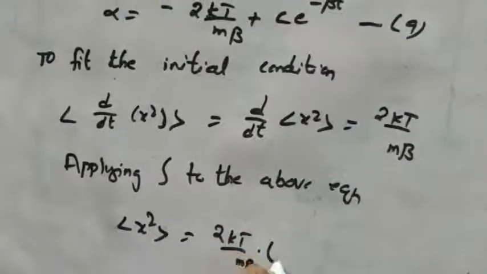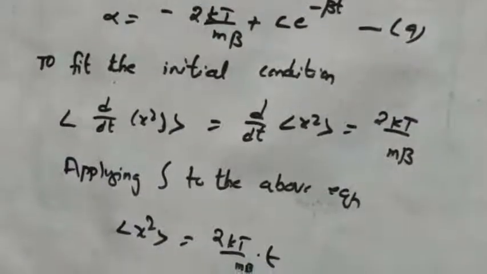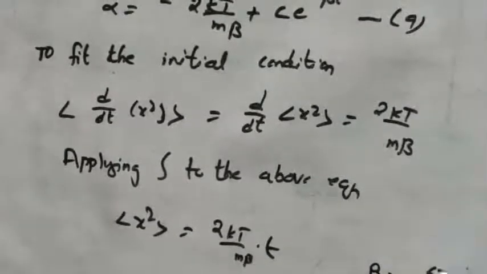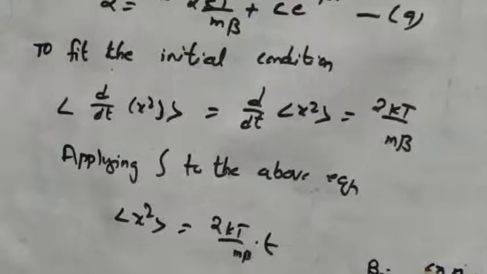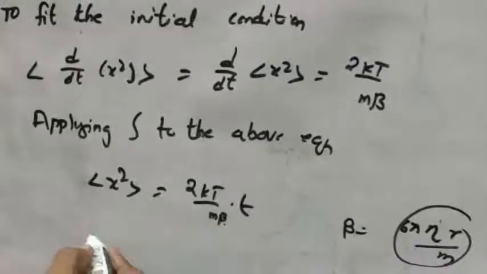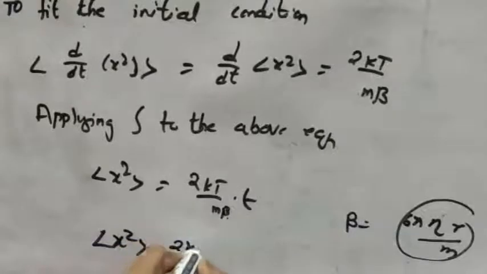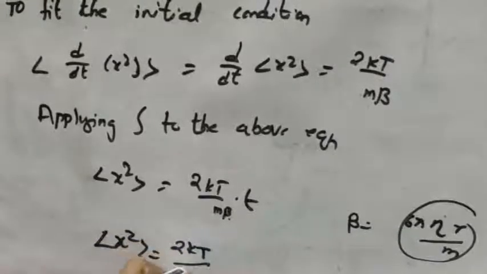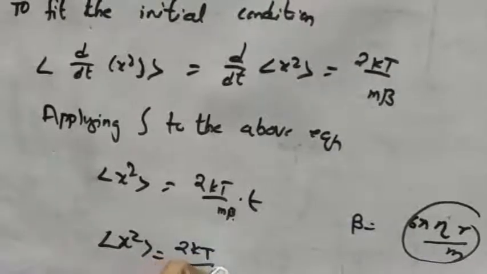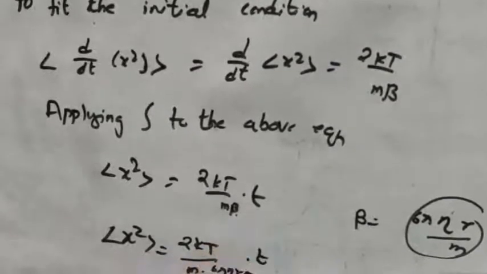beta into t. Now substituting the beta value, you know beta is equal to 6 pi eta r by m. So we are going to substitute this here. So we get observable x square is equal to 2kt by m into, what is the beta value? 6 pi eta r by m into t.